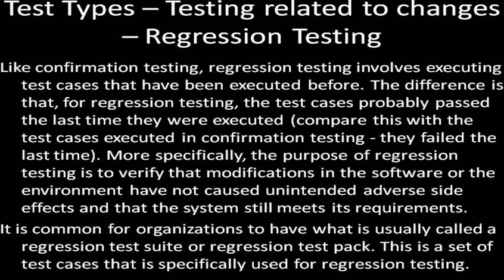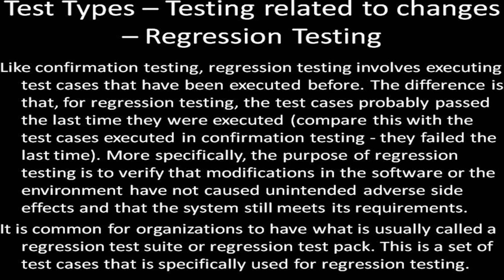Like confirmation testing, regression testing involves executing test cases that have been executed before. The difference is that, for regression testing, the test cases probably passed the last time they were executed. Compare this with the test cases executed in confirmation testing. They failed the last time. More specifically, the purpose of regression testing is to verify that modifications in the software or the environment have not caused unintended adverse side effects, and that the system still meets its requirements.